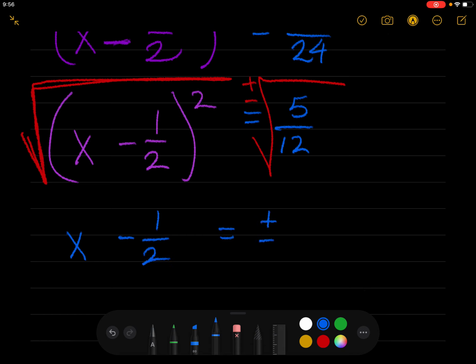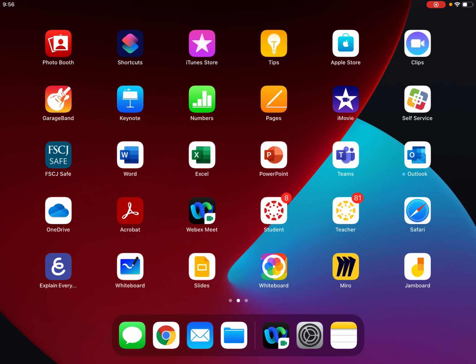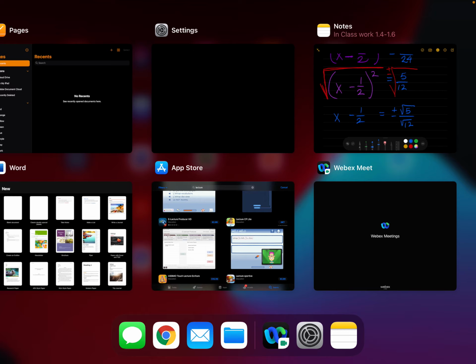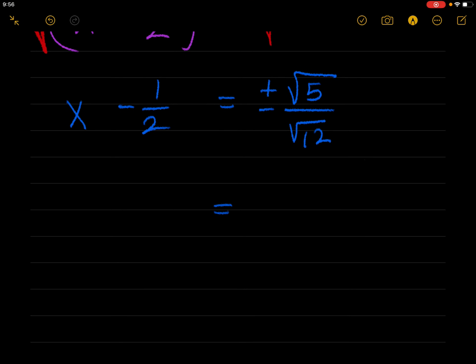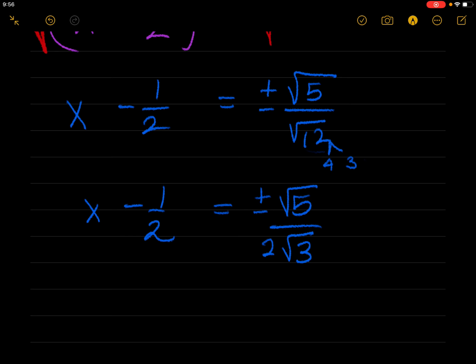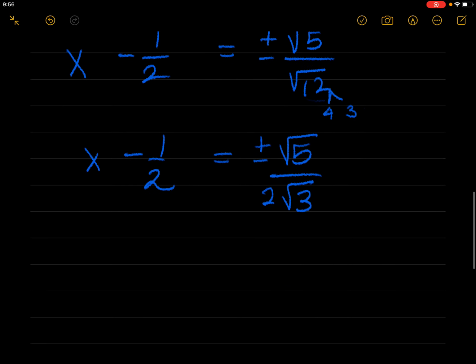Now our radical, square root of 5/12, can be split into square root of 5 over square root of 12. We will simplify the radical of 12 so that we have plus or minus square root of 5 over the square root of 12, which is 4 times 3. That can be written as 2 radical 3. On the left, I'm going to bring down my x minus 1/2. I'm going to draw a little line here to separate that.